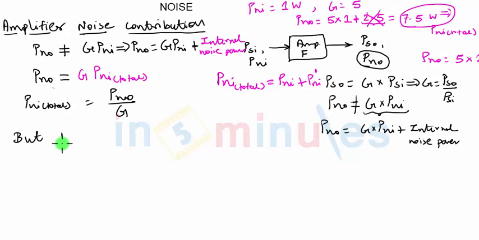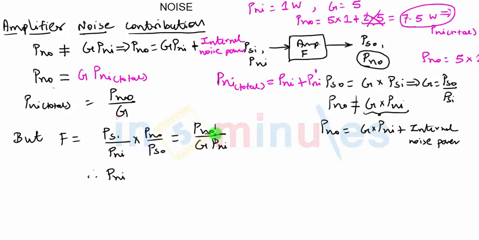However, we have the expression for noise factor F, which is PSI upon PNI into PNO upon PSO, and this was written in one of the previous clips as PNO upon G times PNI. Therefore, if I just write down PNI, it becomes PNO upon F G, since F goes to the other side. And therefore, this is my PNI. This is the original input noise power that was present.